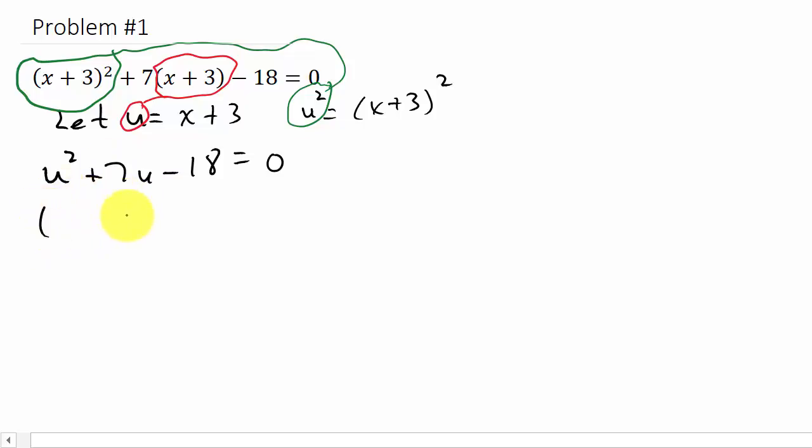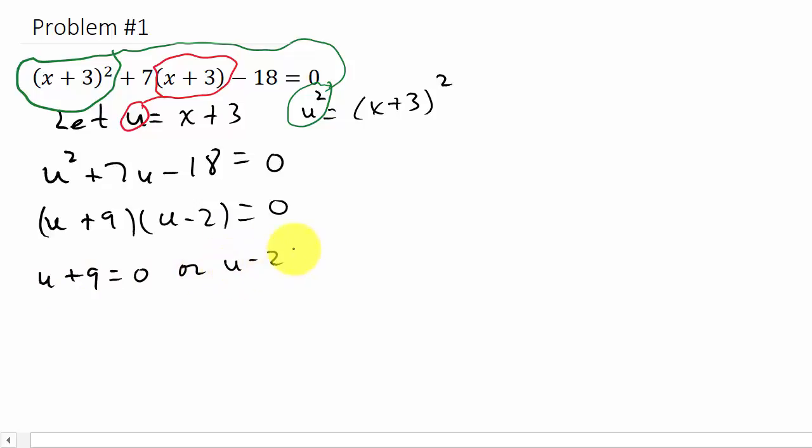So to solve this, we'll factor it. That's u, and that's going to be plus 9 minus 2. So u plus 9 is equal to 0, or u minus 2 equals 0. So u is equal to negative 9, or u is equal to 2.